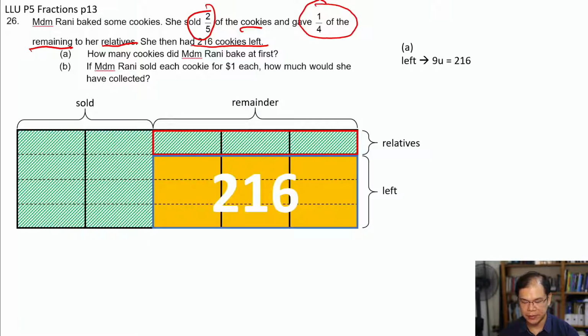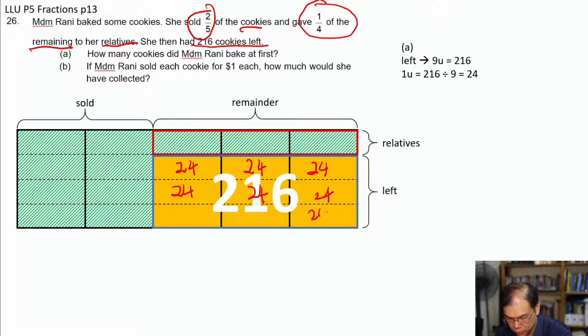If I know that 9 units is 216 cookies, I can find for 1 unit, which is 216 divided by 9, equals to 24. So 1 unit here is 24. Okay, every unit here is 24. 24, 24, 24, 24, 24. Here is also 24, no? Every unit is 24. I'm not going to write the rest of the 24 anymore.